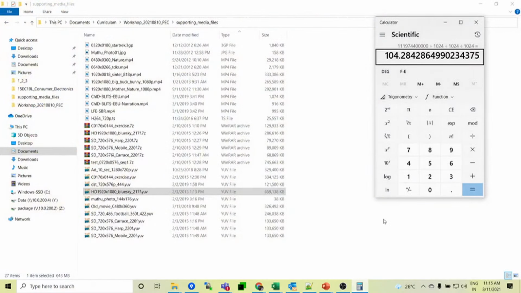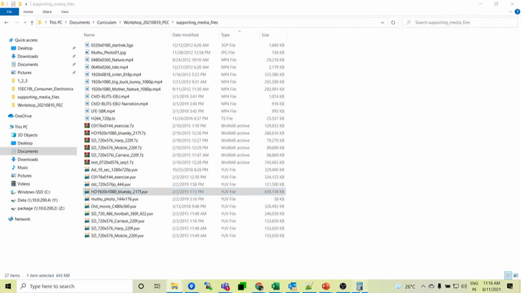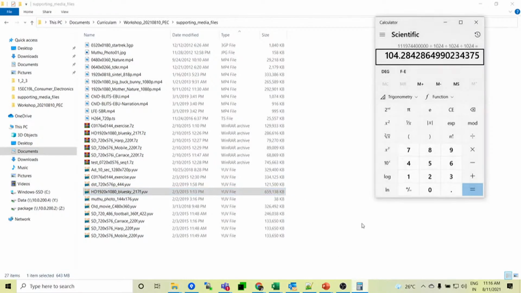659,137.5 KB, sir. Can you see my screen? You're able to see, right? Yes, sir. Is it correct? So you have calculated correctly. Exactly, you are calculating exactly.